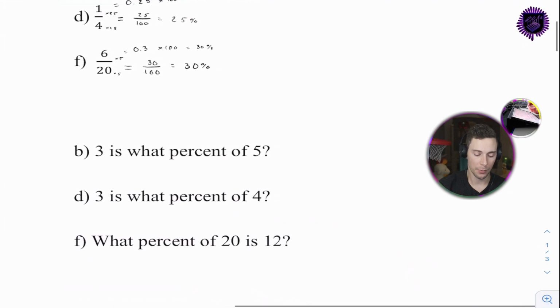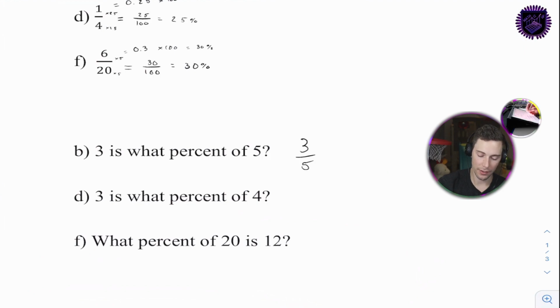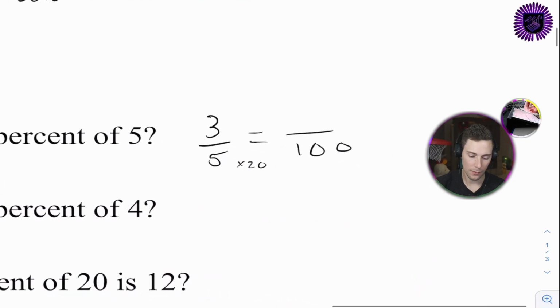B, 3/5. 3 is what percent of 5, right? There's that is and the of. 3 is our numerator and 5 is our denominator. Now, how do we turn these into something over 100? We have to multiply the bottom by 20 and multiply the top by 20, which gives us 60 over 100, which is equal to 60%.